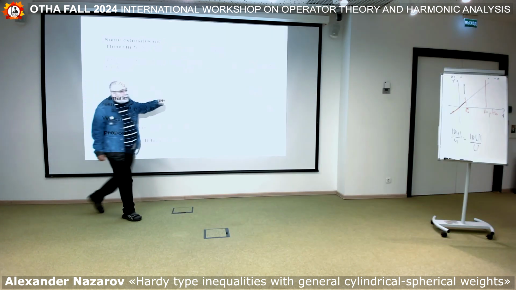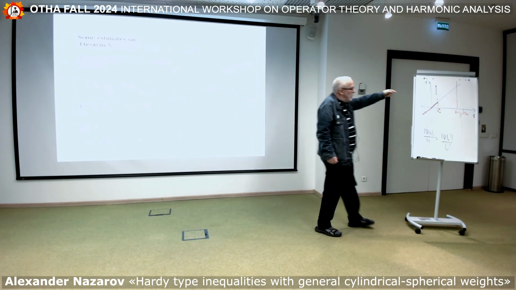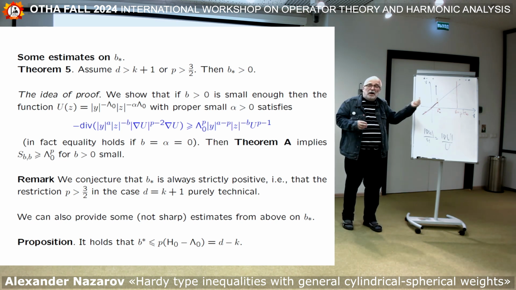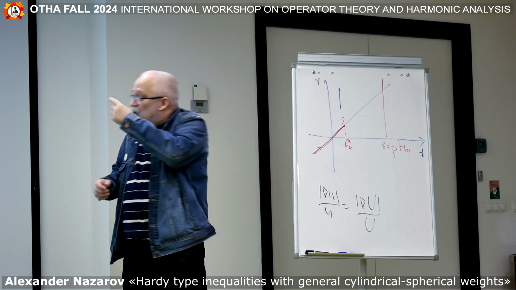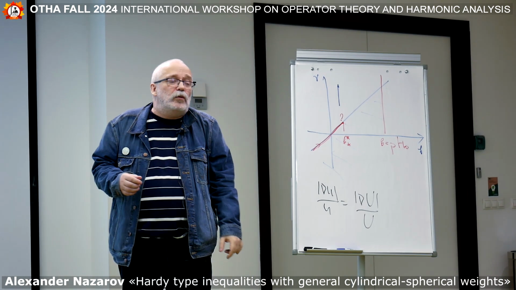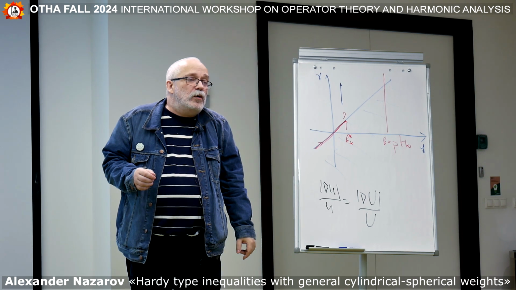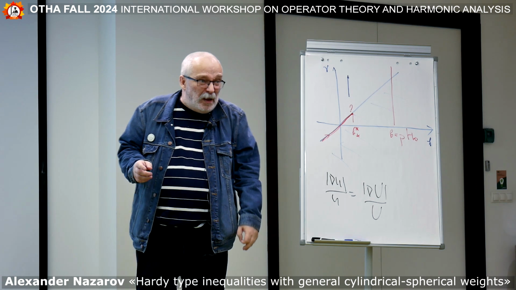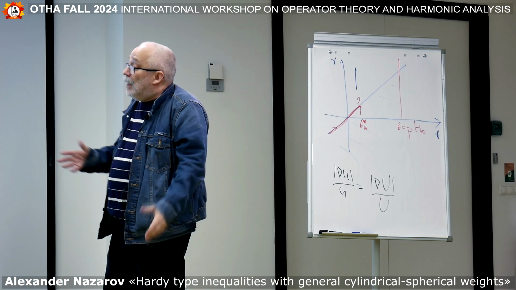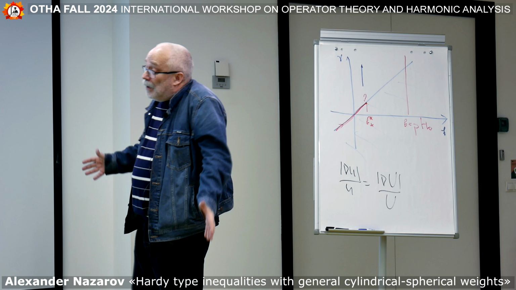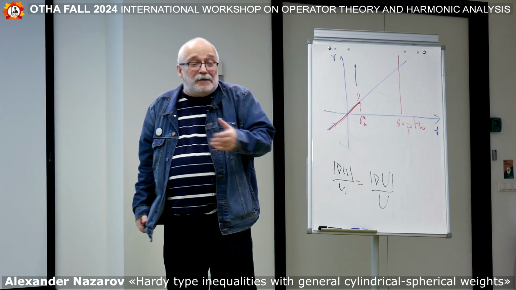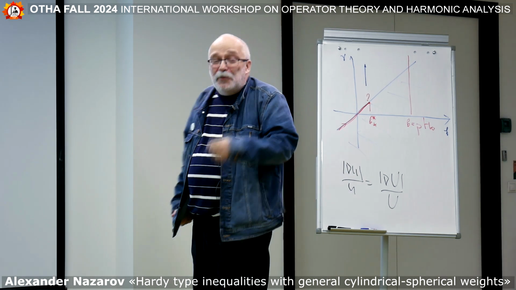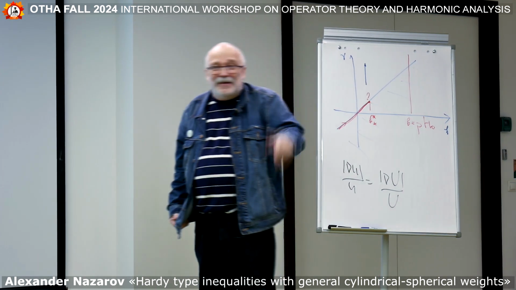And what is this B star? It is the right border of the set where this sharp constant is just equal to lambda 0 in power p. And it is always less or equal than this. This proof again is to begin and to finish, nothing more.